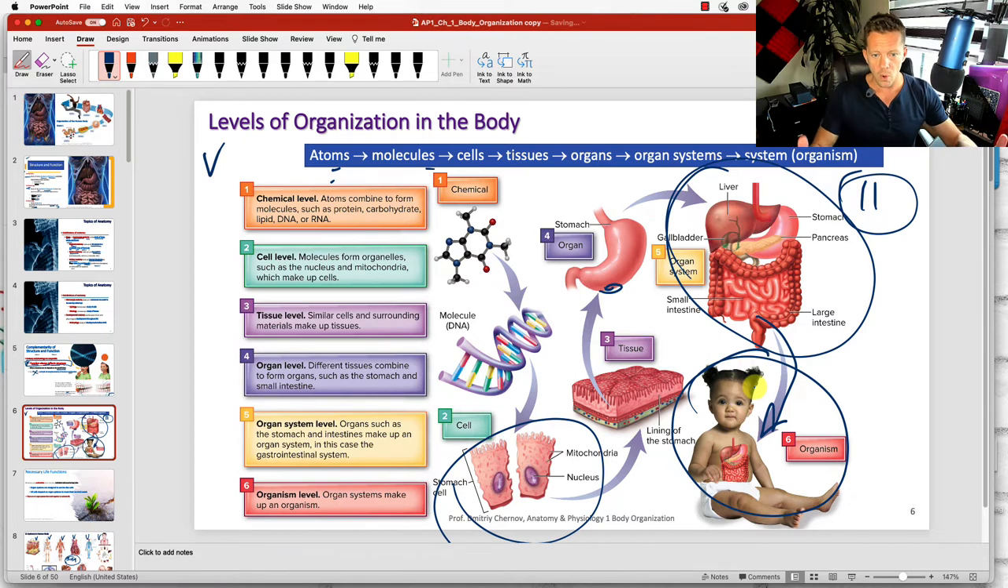So we're all systems. I'm a system, you're a system, and we're systems within another system: Earth, universe, planetary system, and so on. So humans have 11 systems, and those systems are comprised of multiple organs. But these organs are made out of tissue, and the tissue is made out of cells, and the cell is made out of molecules, and the molecules are made out of atoms.